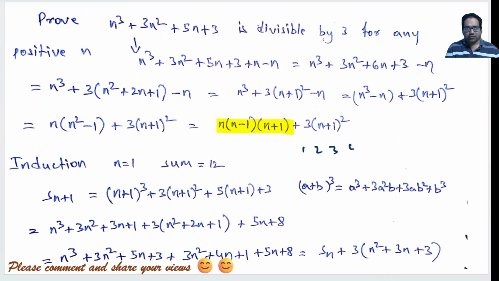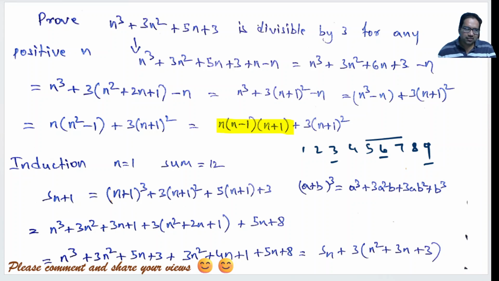Right, if you see, 1, 2, 3, 4, 5, 6, 7, 8, 9. Every third number is a multiple of 3. So if you take three continuous numbers, obviously there will always be one multiple of 3. So here this is a multiple of 3 and this is also a multiple of 3. So the total is definitely a multiple of 3. This is the first method.